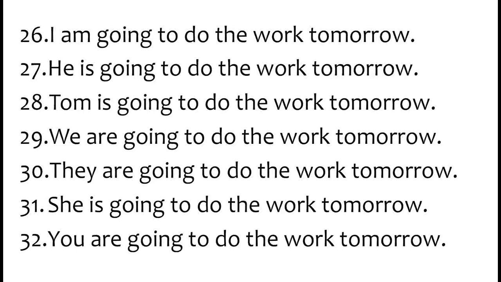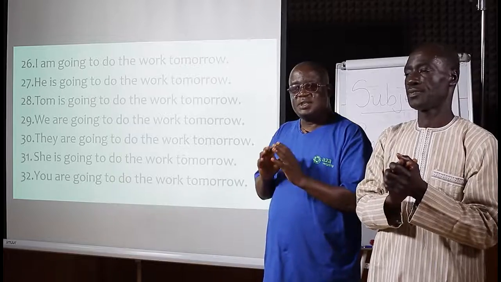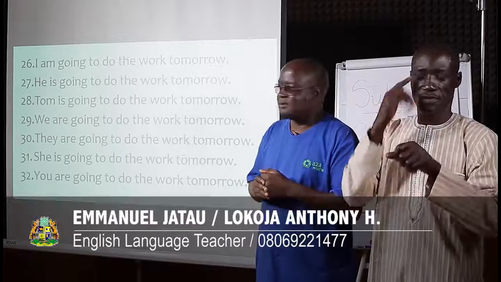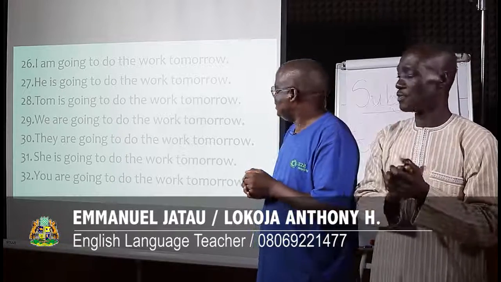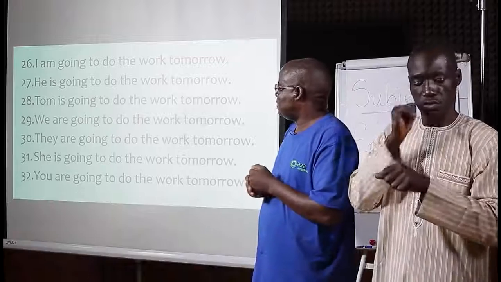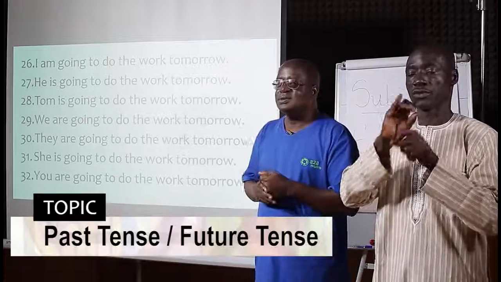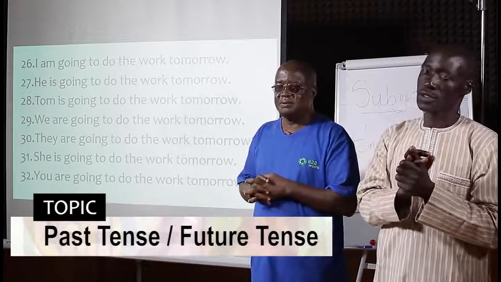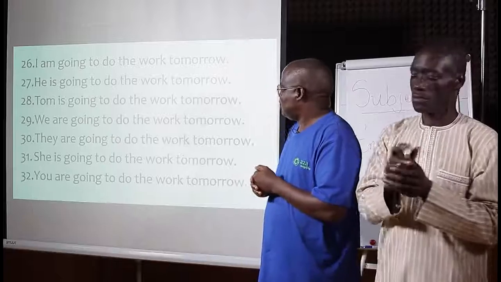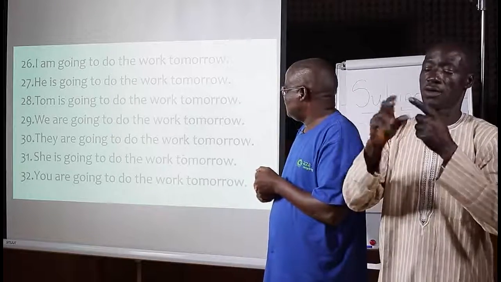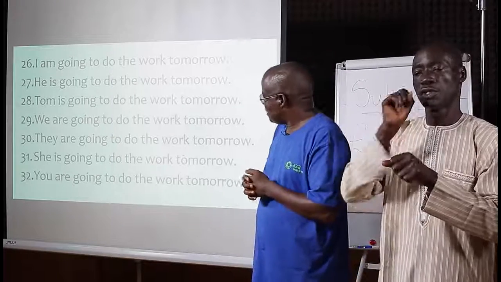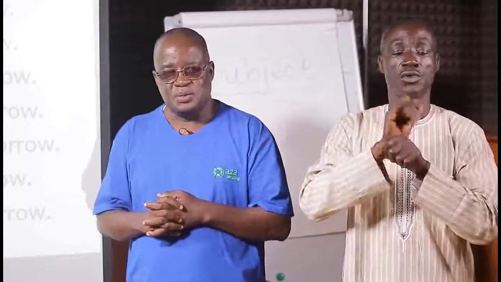28. Tom is going to do the work tomorrow. The specific time for the action is not given. We are going to do the work tomorrow. Specific time again not given. They are going to do the work tomorrow. She is going to do the work tomorrow. You are going to do the work tomorrow.